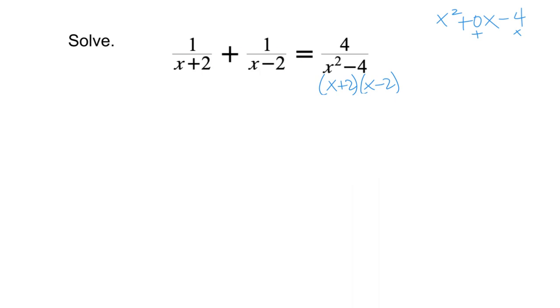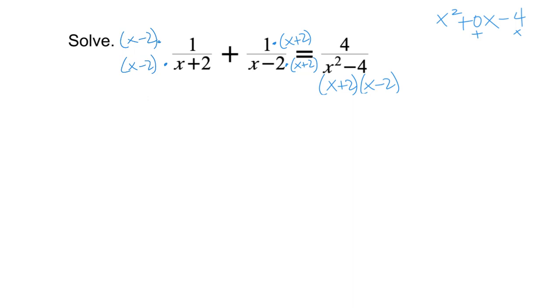So the first one has the x plus 2. It doesn't have the x minus 2, so let's multiply this one by x minus 2 on top and bottom. The middle one has the x minus 2. It doesn't have the x plus 2, so we're going to add that in on top and bottom. And the last one already has x plus 2 and x minus 2, so we do not need to do anything to the last one.